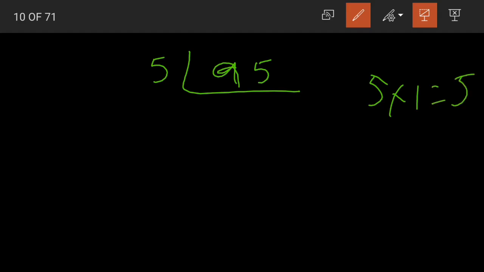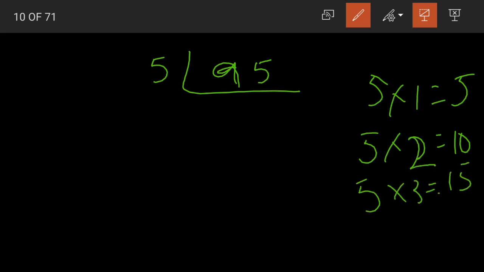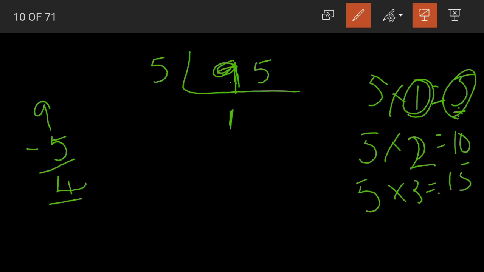Coming to the fourth one. 95 divided by 5. Now first we have 9. If you look at the fifth table, we have 5 ones are 5 and 5 twos are 10. 5 threes are 15. Do we have 9 in the fifth table? No. So we are going with the lesser number, that is 5. How many times is it? 1. 5 ones are 5. But what do we have here? 9. What did we take? 5. So what is remaining? 4 is remaining. 9 minus 5, 4.